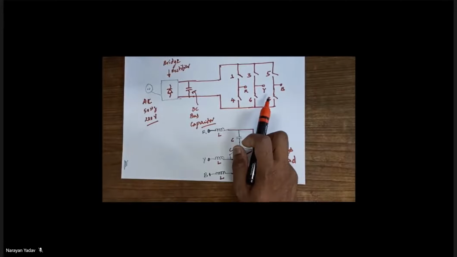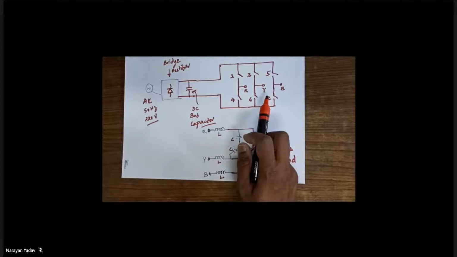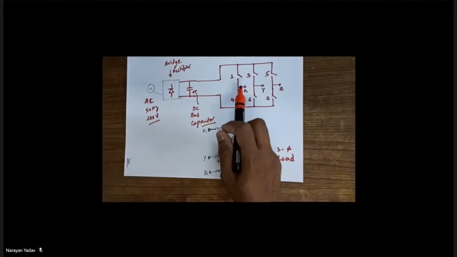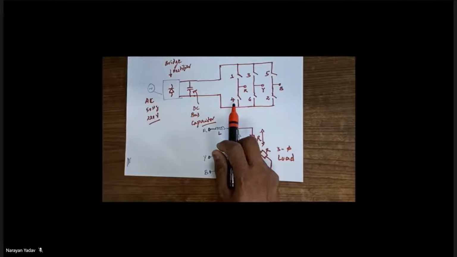So in this case we begin with switch S1, assuming that it is gated starting from 0 degrees. After 60 degrees switch 2 is given a pulse for a duration of 180 degrees. Then after 2 we will be giving the gating signal for switch 3 and then subsequently 4, 5, 6. Using this gating scheme we can generate three phase balanced voltages across the load terminals R, Y, B.